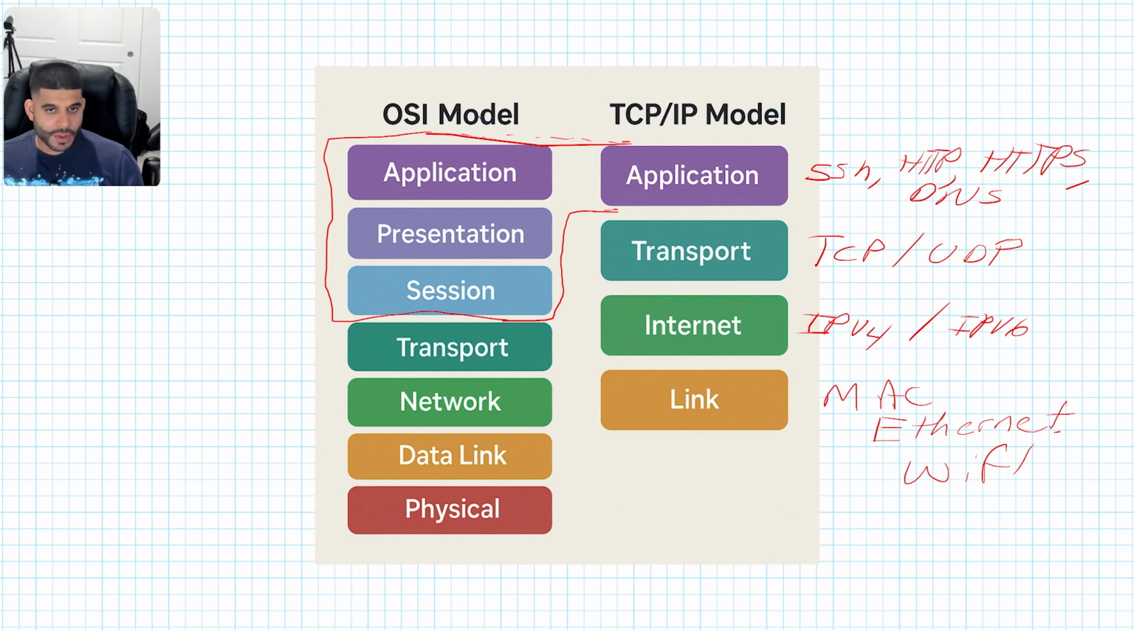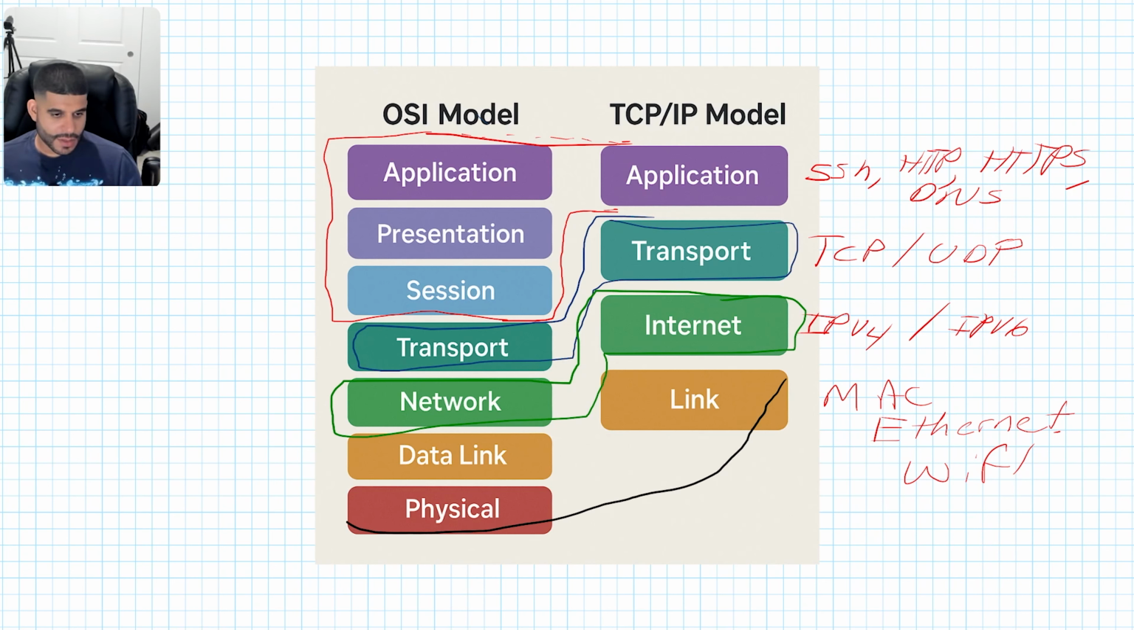So the transport layer in the TCP IP model is equal to the transport layer in the OSI model. Now the internet in the TCP IP stack is the same as the network in the OSI model, or very similar. And then finally, the link layer in the TCP IP model is encompassing the data link layer and the physical layer in the OSI model. So that's kind of how they compare.